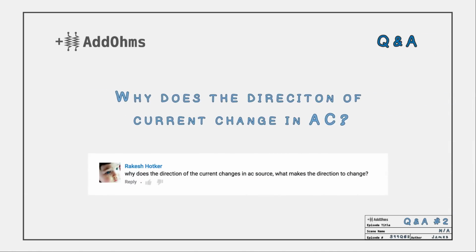Rakesh asks, why does the direction of the current change in an AC source? Well, this question actually comes up about once a month, and I just picked this one for the screenshot. One thing to note is that AC can mean a lot of different things. I think in that video, the assumption is that we're talking about mains AC, the kind of AC you find in your house.